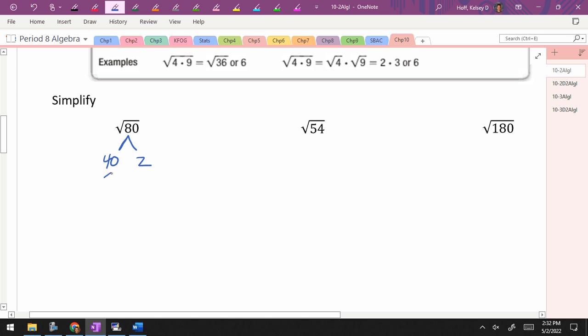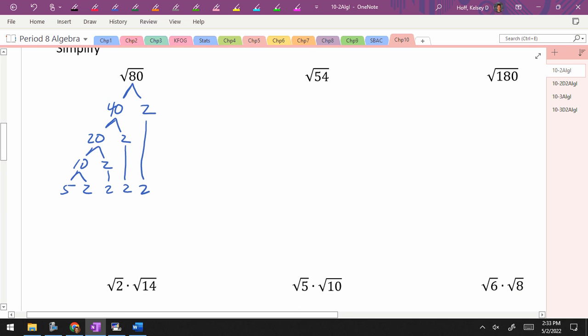40 and 2. 40 is 20 and 2, and 20 is 10 and 2, and 10 is 5 and 2. Now, if I were you, drag all of these down so they're on the same row. You know you are correct if you go 5 times 2 times 2 times 2 times 2 and you get back to your original number.